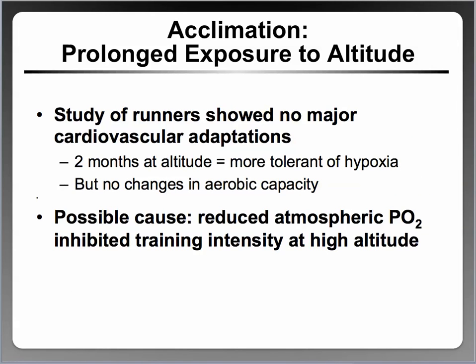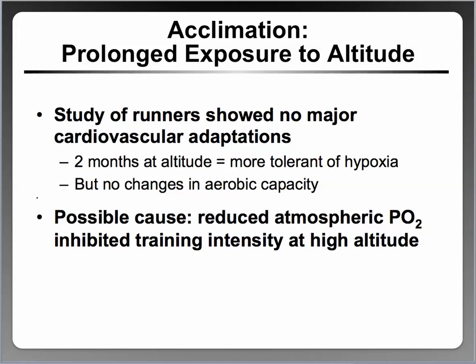So if we take a look at cardiovascular adaptations, there was a study that was done in the 1960s where they took endurance-trained runners up to altitude, and they had them train for 2 months. What happened was that you saw the expected decrease in VO2 max initially, and after 2 months you didn't see any increases in VO2 max, which was kind of unexpected. They were more tolerant of the hypoxic condition. However, they didn't see any changes in VO2 max or running performance.